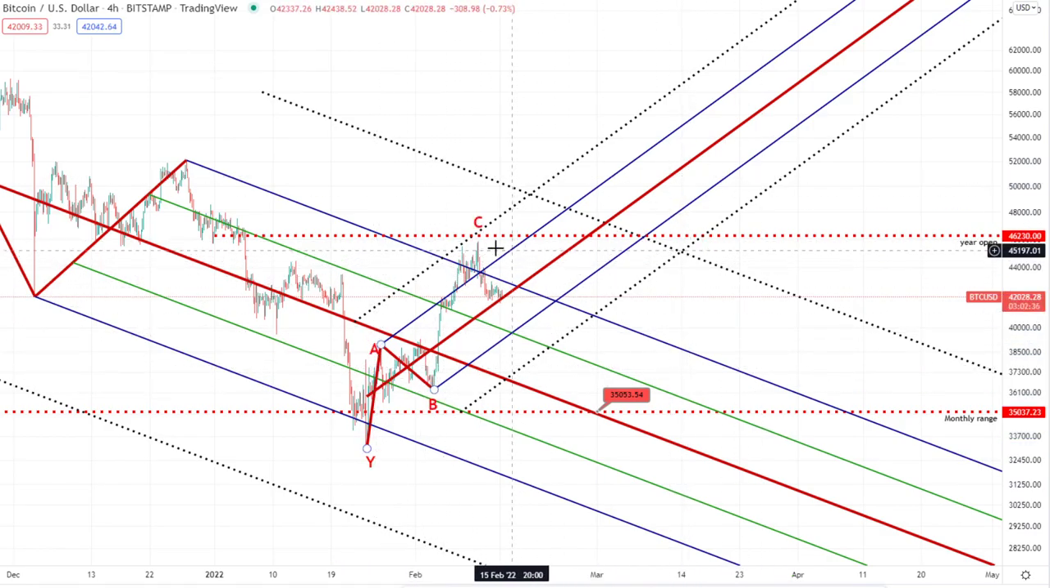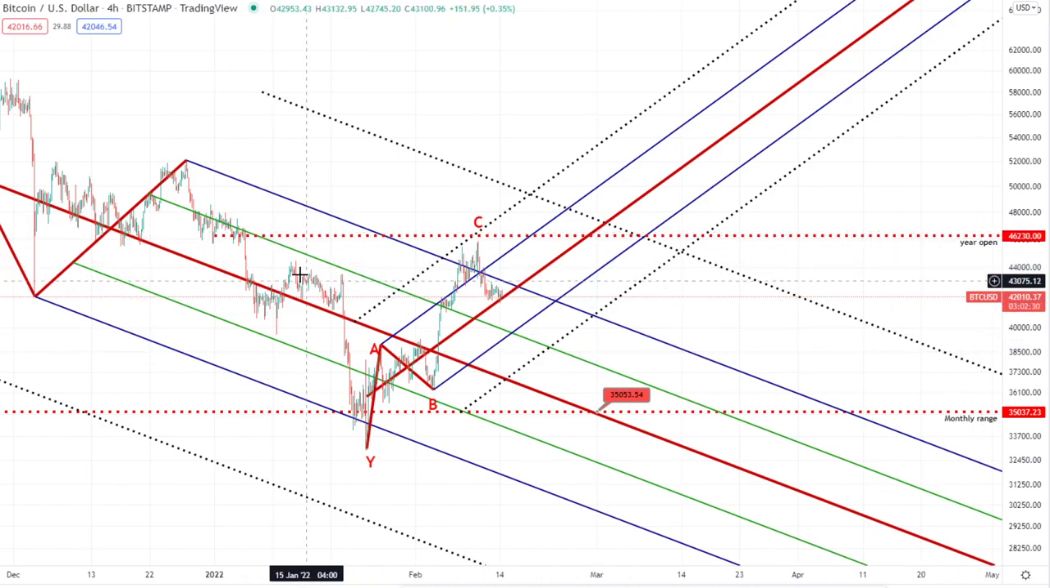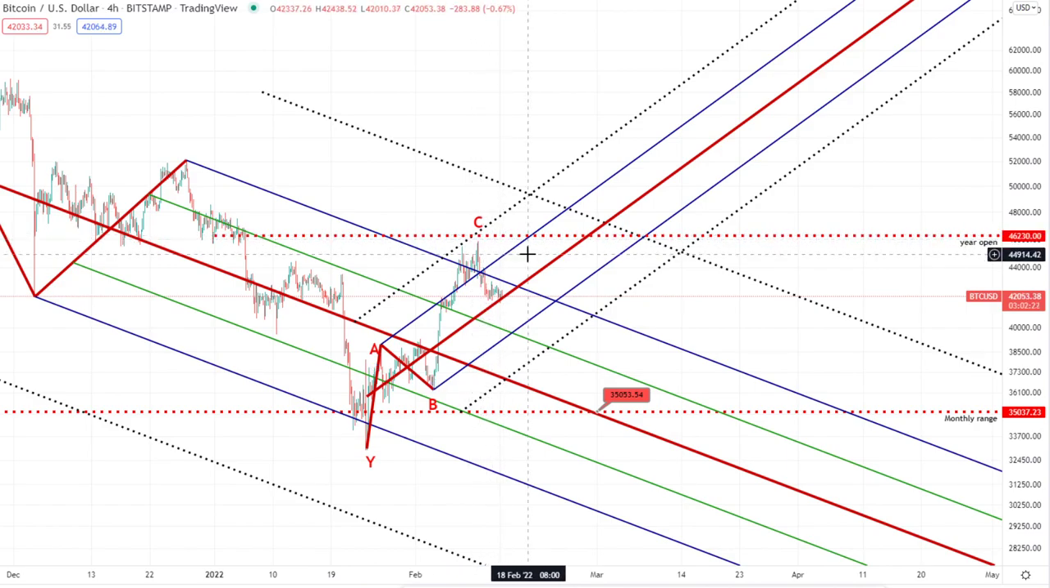Okay. Also of note, there's a very key level here. This is at $46,230, and this is the yearly open. The year open for 2022 was right here, still yet to come back above that level. So it's obviously still acting as resistance.